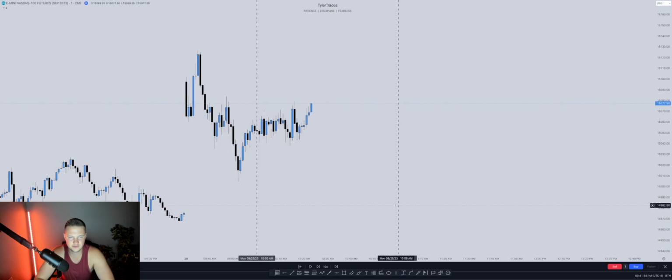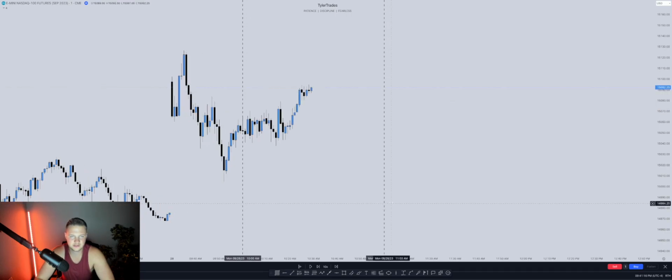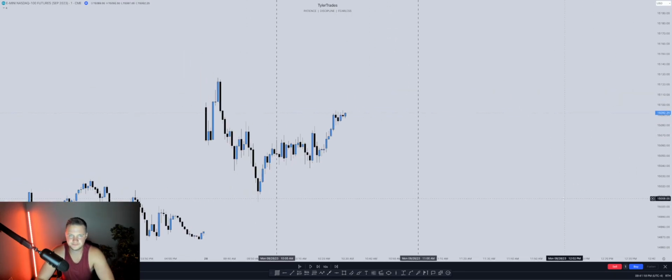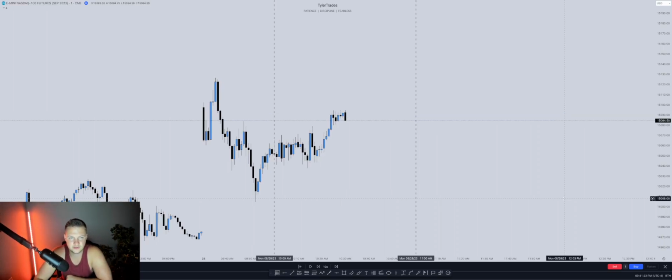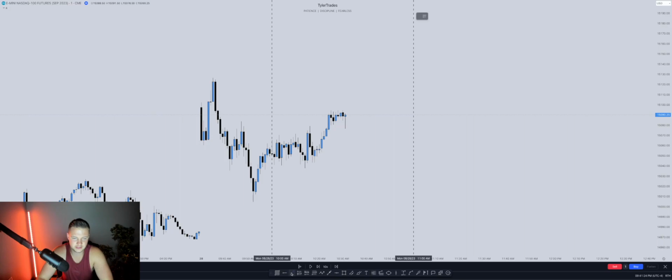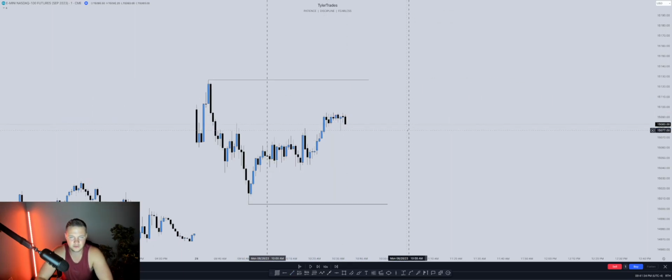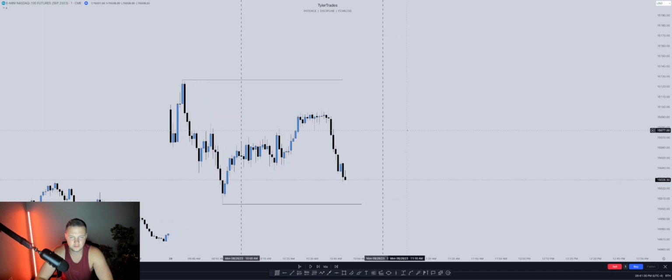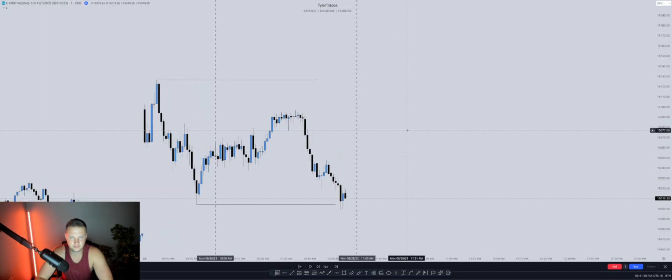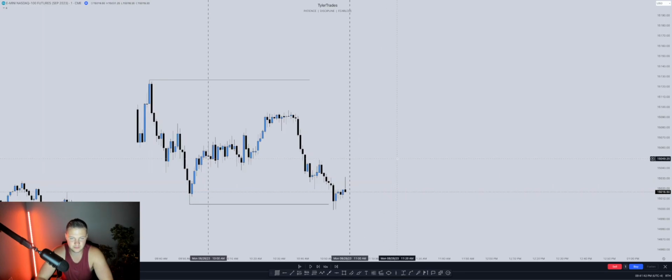We're just chopping around so far for this first part of Silver Bullet Hour. Would want to see one of these levels be taken out before doing anything. So that's what I would be waiting for, guys, is to see if we sweep opening range high or low first. There we go. We took it out. Are we going to get any displacement back up?